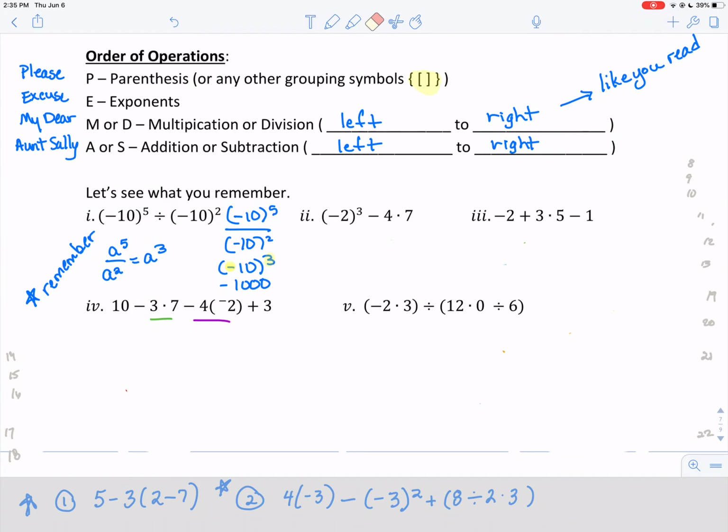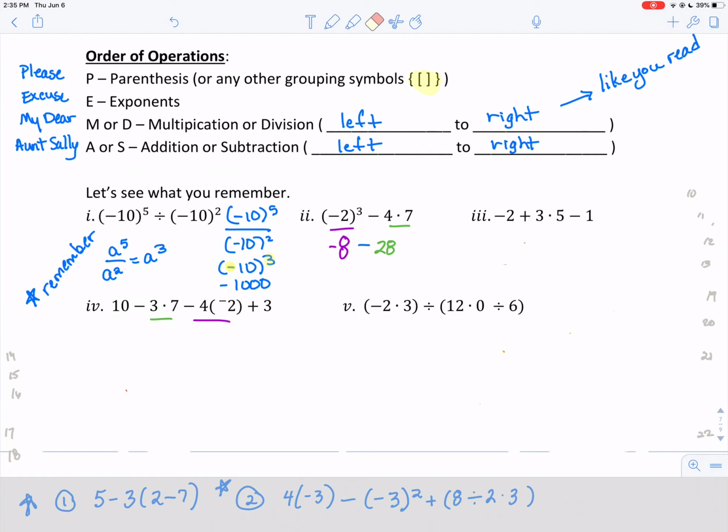The second one, we're going to be doing the exponents first, because notice we don't really have any parentheses except for the parentheses around the negative 2. So negative 2 to the 3rd, 2 to the 3rd is 8, and then we have 3 negatives. Then we'll also subtract 28.